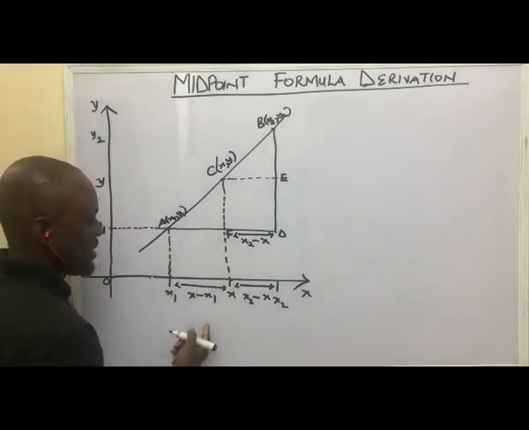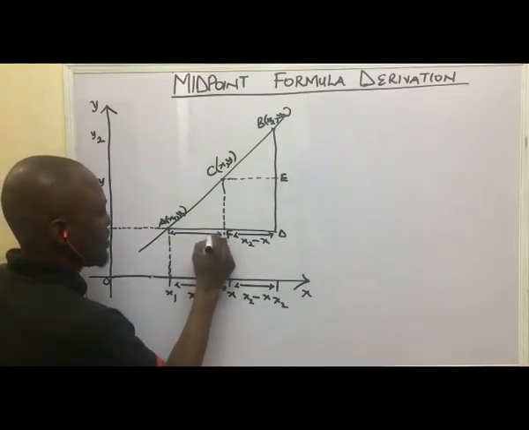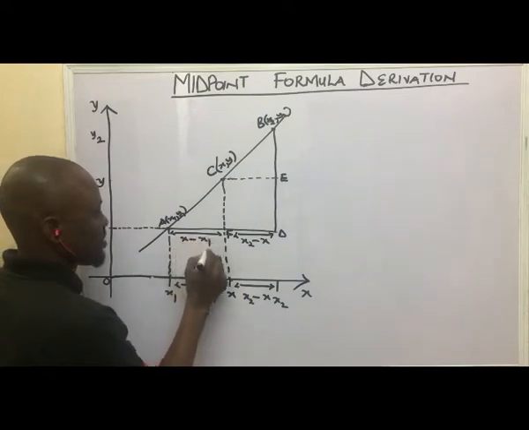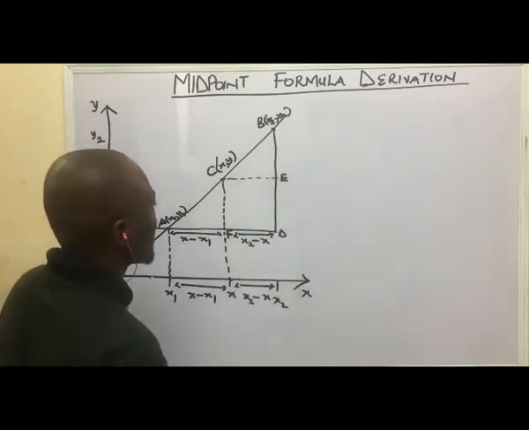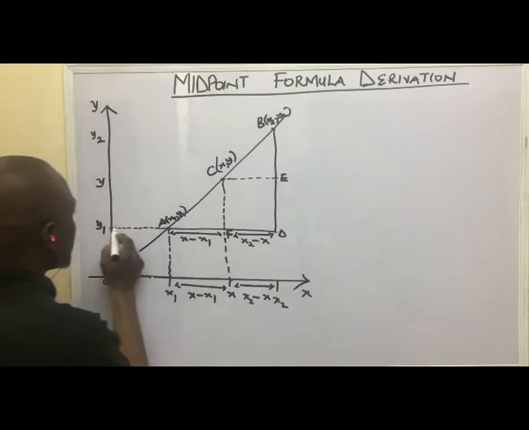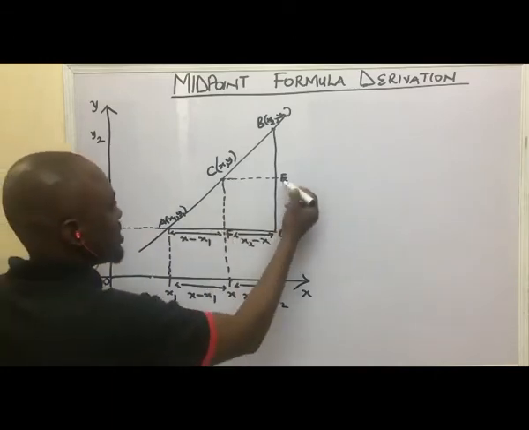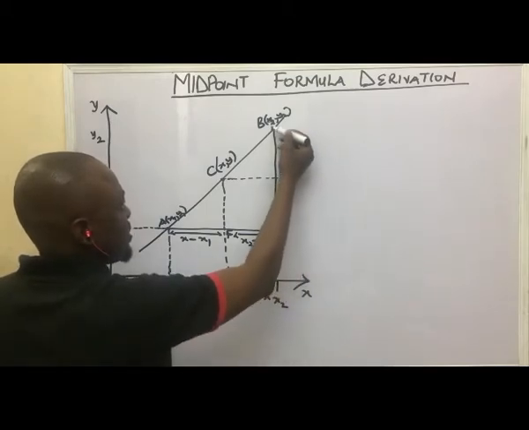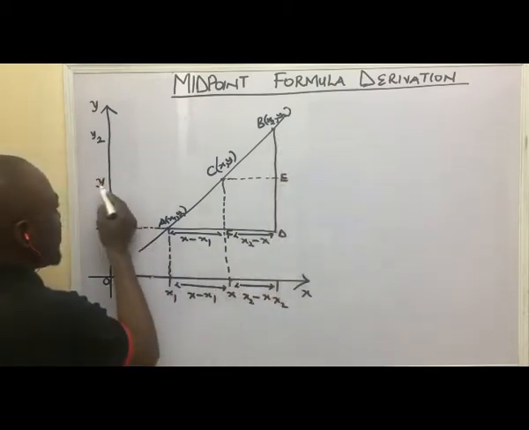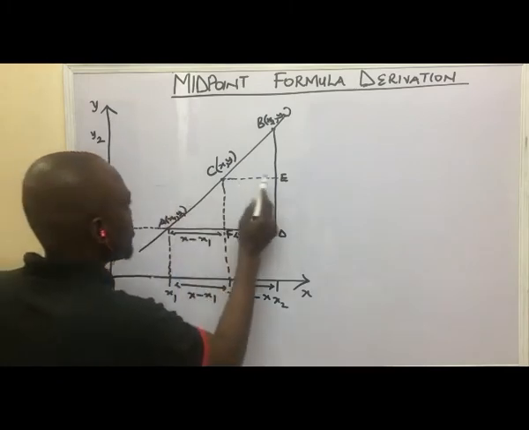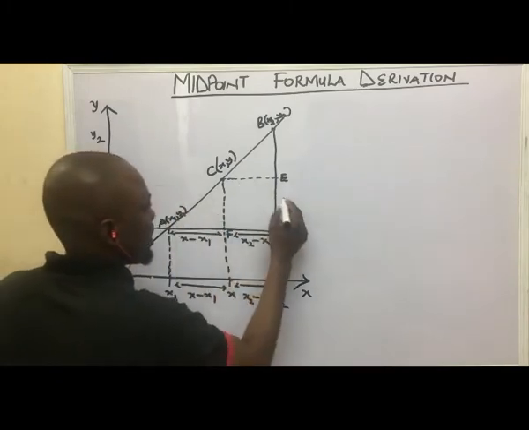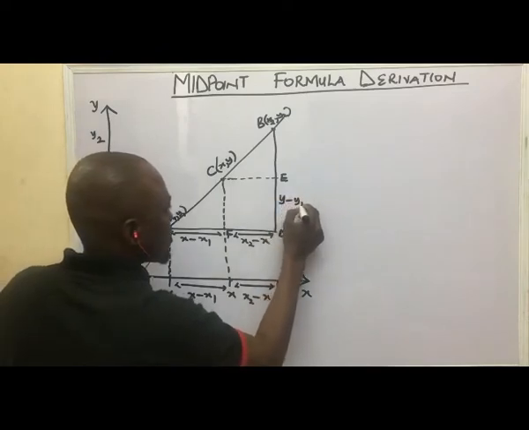AF is the same thing as x minus x of 1, because this line and this line are parallel, so I'm going to write x minus x of 1. Then on the vertical axis, I'm going to look at this. I want to find the distance between C, E, and D, and the distance between D and E. Now, y minus y sub 1, I'm going to put it here, so y minus y sub 1.